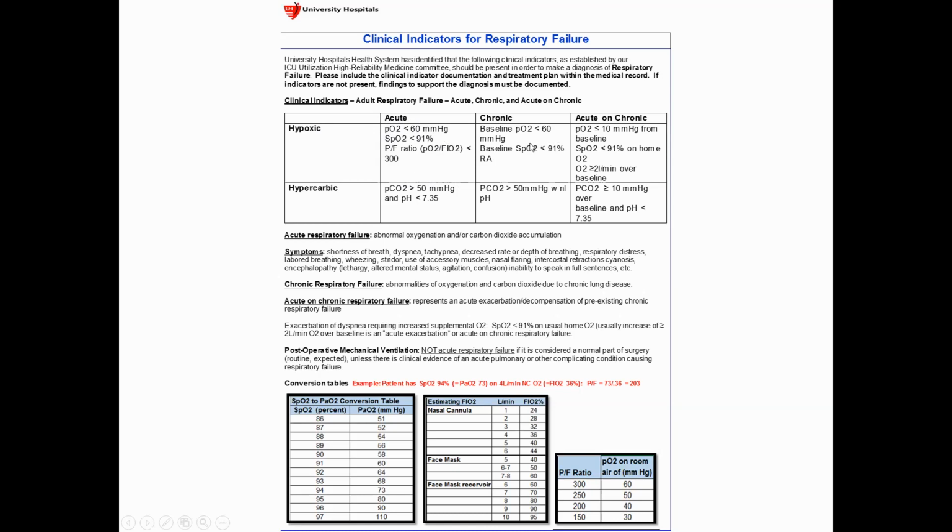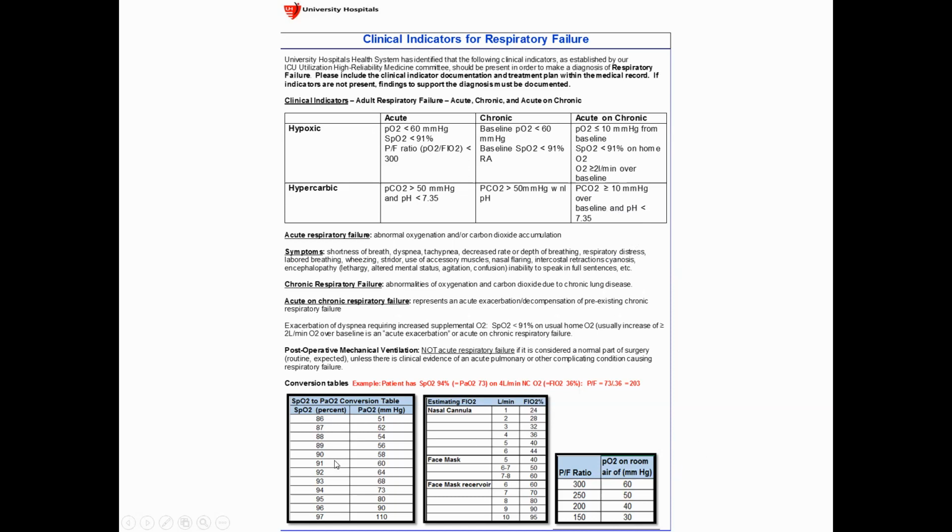On a chronic basis, pretty much the same thing. Acute on chronic, there has to be a change in your PO2. In hypercapnia, you're talking about PCO2 greater than 50 with low pH if acute, normal pH if chronic, and if it's acute on chronic, there's a change of more than 10 from baseline with a reduction in diffusion capacity.